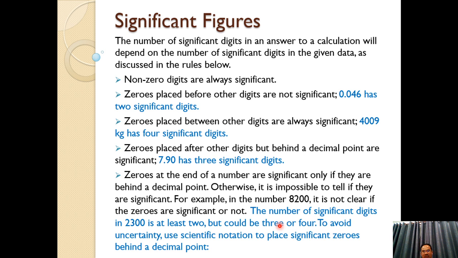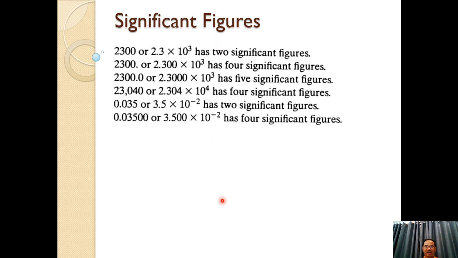To resolve this, we write it in engineering notation, which is better for understanding. In this case, it is 8.2 multiplied by 10 power 3. That's right, it is only two digits. This is also 2.3 multiplied by 10 power 3, also two digits. This avoids confusion about the decimal and other significant digits. For example, 2,300 you can write as 2.3 multiplied by 10 power 3, which has only two significant digits.